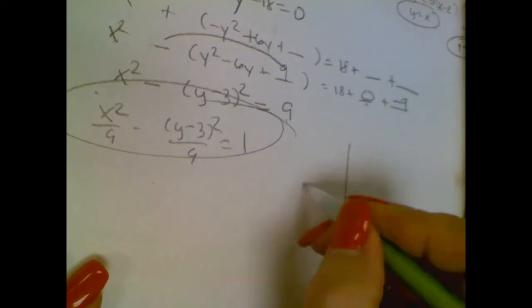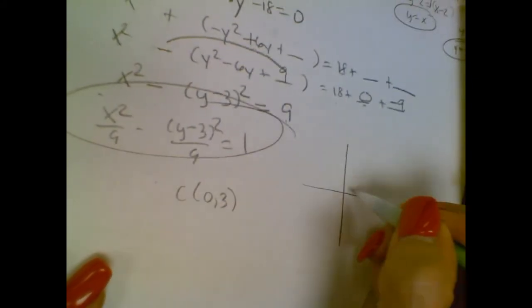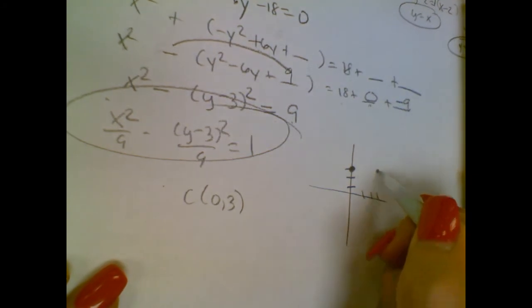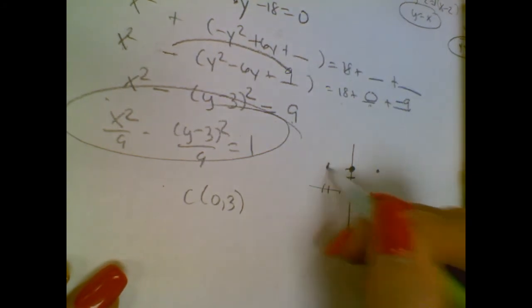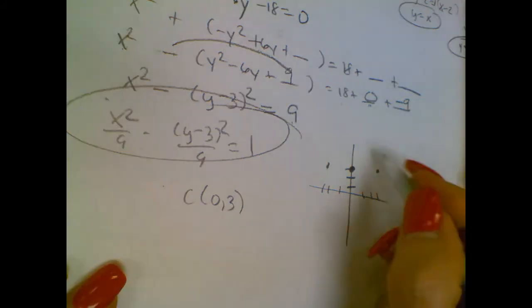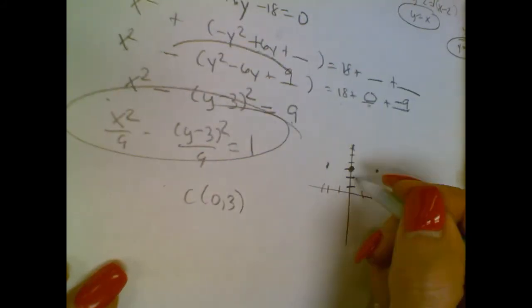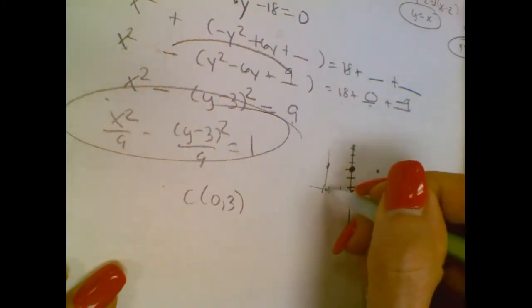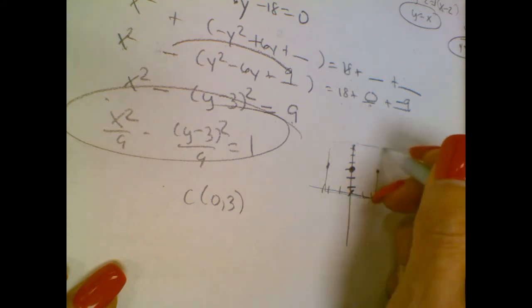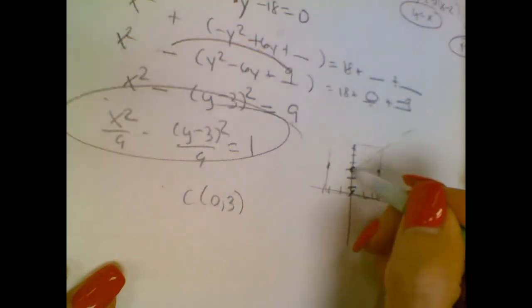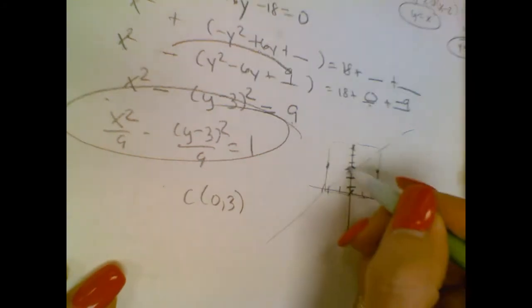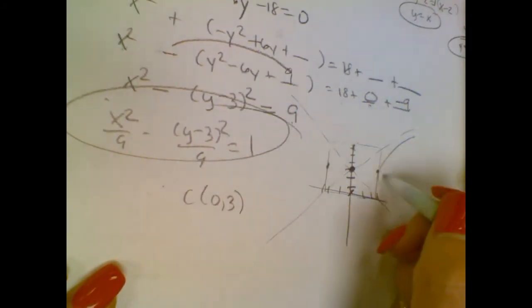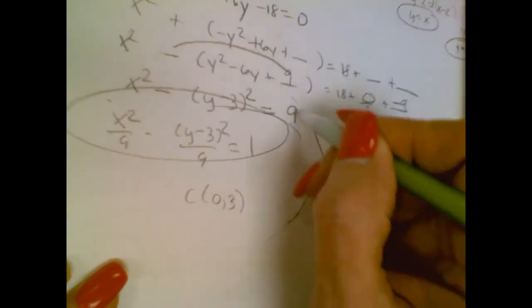What does that mean? It means your center is 0, 3. It means you're going left and right 3, for your vertices. But it also means you're going up 3 and down 3 for your box points. Asymptotes. And you're going up and down. Whoops, that wasn't very pretty.